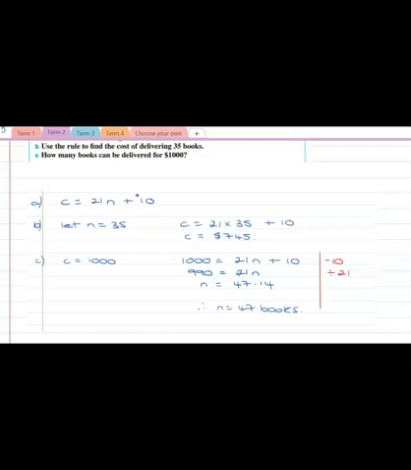$745. The final part of the example says how many books can be delivered for $1,000. Well, our cost is now $1,000, so we're going to put the equation equal to 1,000 and go through the process of solving. Now, we can't get 47.14 books, so we need to look at our answer and say, how many books could we get for $1,000? Only 47. If we wanted 48 books, we'd have to have more than $1,000, so it's 47 books.